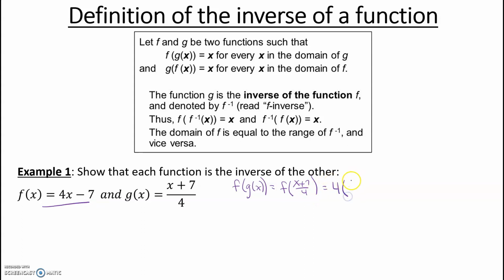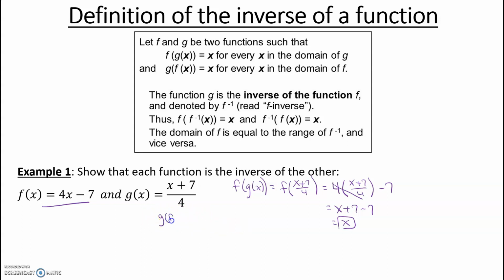4 times (x plus 7) over 4, minus 7. Solving that out, those will cancel. We've got x plus 7 and then minus 7, and we wind up with x. So that's good. Now we have to try it the other way and make sure we still wind up with x.